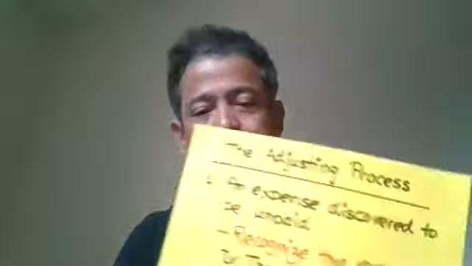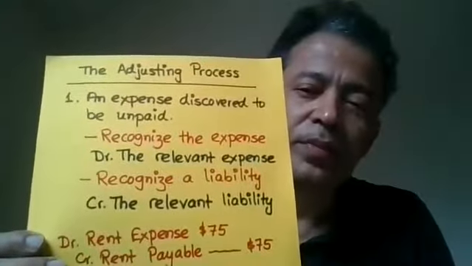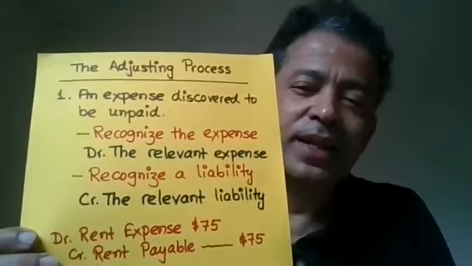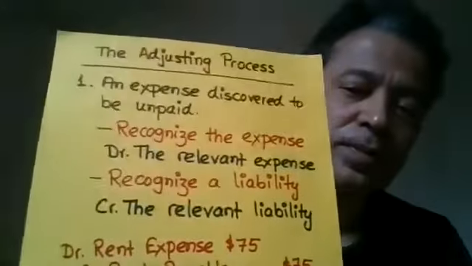The first one is an expense discovered to be unpaid. This covers a whole group of activities. It means the expense has occurred, the expense has been incurred, but we have not paid it. So we have just discovered that we have an unpaid bill, unpaid utilities, unpaid rent, unpaid wages, unpaid salaries. So how do we make the adjustment?